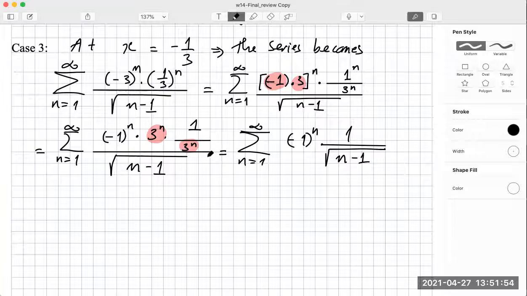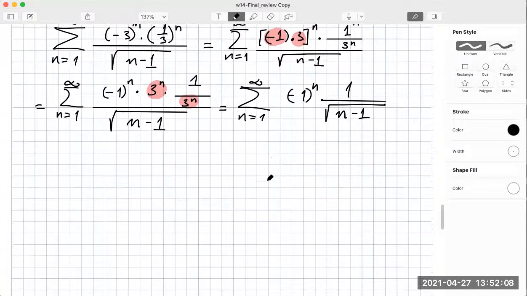Is it convergent or divergent? And how can we test it? Have any suggestion, Andy? Would that be like the alternating series? Yes, you're right. It is an alternating series, right? Because we have the negative 1 to the n. Very good. So how can we test if an alternating series is convergent?